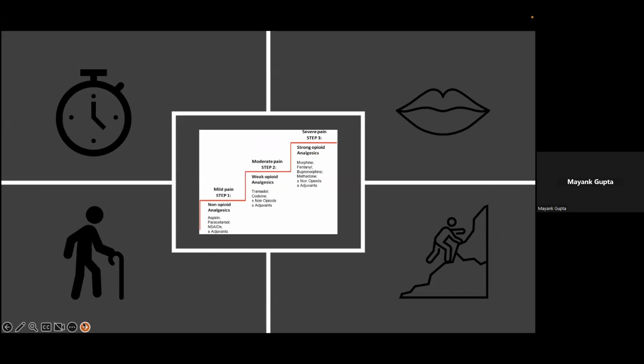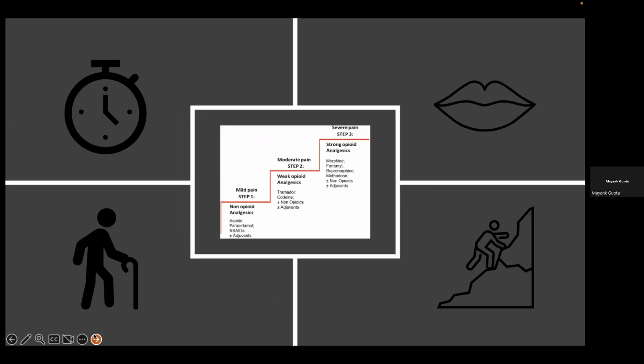I'm sure the WHO analgesic ladder must have been discussed by now. It consists of 3 steps. Step 1 is for mild pain, that is NRS of 1 to 3. Step 2 is for moderate pain, NRS of 4 to 6, where you give weak opioids plus or minus adjuvants. And step 3 is for severe pain, anywhere NRS of 7 to 10, in which you give strong opioids plus or minus adjuvants.